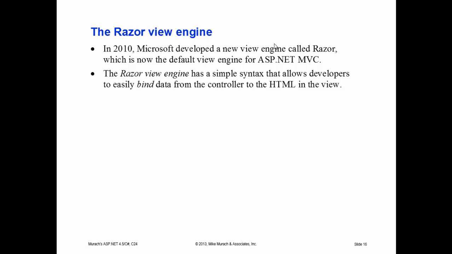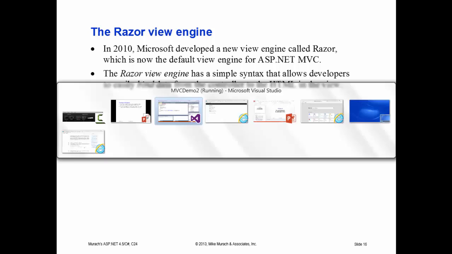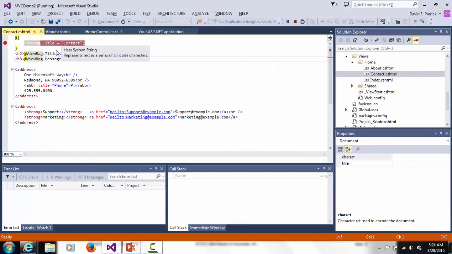So where did the Razor view engine come from? It came out in 2010, and now it's the default. It's got this simple syntax that you can use to bind data from the controller to the HTML in the view, and that's what we were seeing earlier. If I switch back just a second, we were saying, hey, go get the ViewBag data and show me the title. These are properties of that ViewBag object that came from the controller.